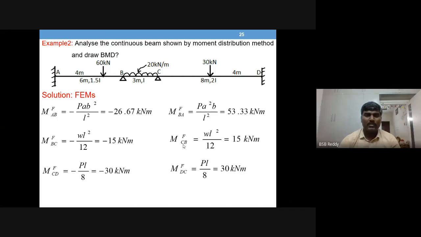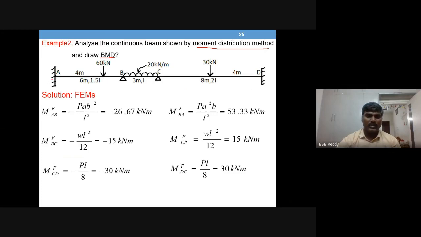Welcome to this session on moment distribution method. In the last session we completed an example of a two-span continuous beam with fixed ends. In this session, let us take a three-span continuous beam with fixed ends. Let us see the problem first. Analyze the continuous beam shown by moment distribution method and draw BMD. So we have to use moment distribution method for the given problem.